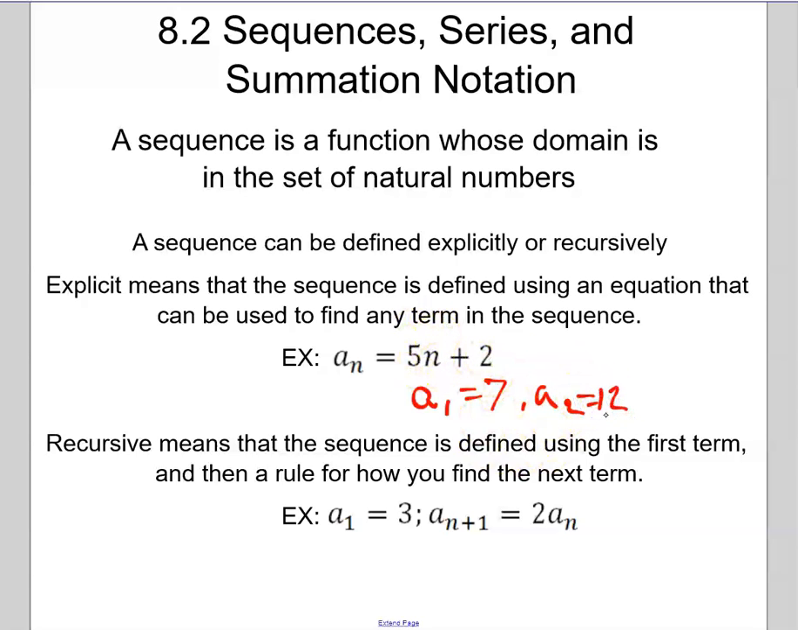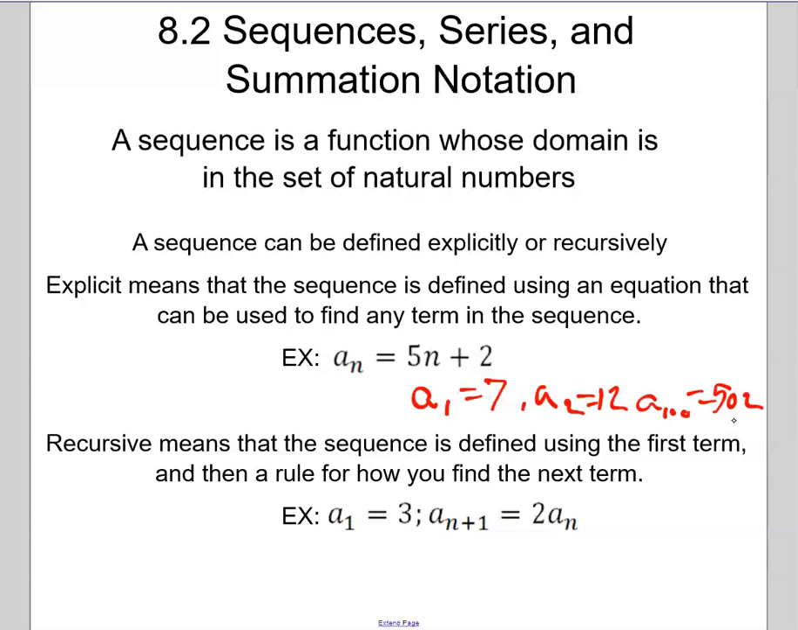The nice thing about an explicit rule is that at any moment you can find any term in the sequence. If you wanted to find the 100th term, you take 5 times 100, which is 500, plus 2. The 100th term is 502. And so with an explicit rule, you can find any term in the sequence.